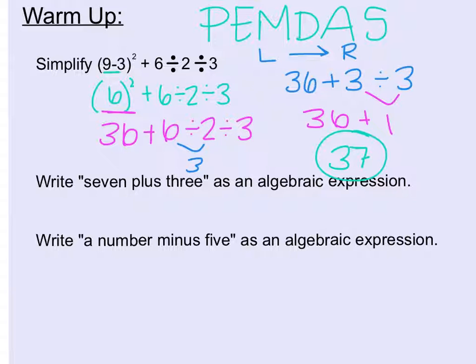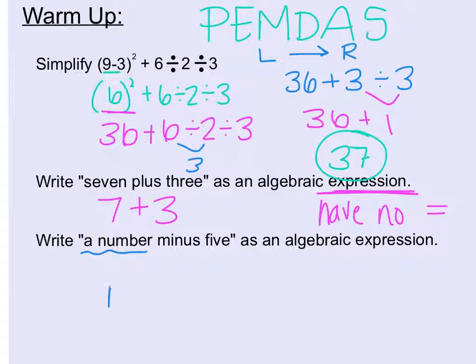And next we're going to write expressions. So we have to write 7 plus 3 as an expression. And for vocabulary, remember expressions have no equal sign. So we just put everything without an equal sign. So we have 7 plus 3. And the next one says write a number minus 5 as an expression. So a number is unknown, so we can call it n minus 5. And that's it.